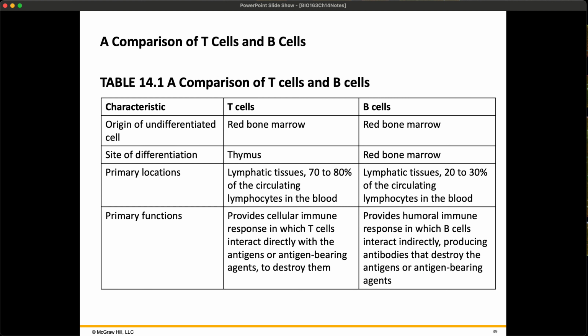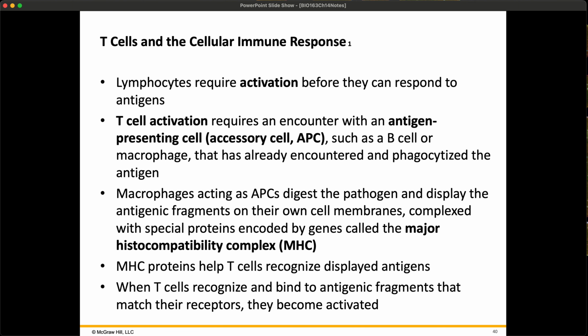Here's a nice little table just to help you understand that. Okay, so let's look at the T cells and their cellular immune response.